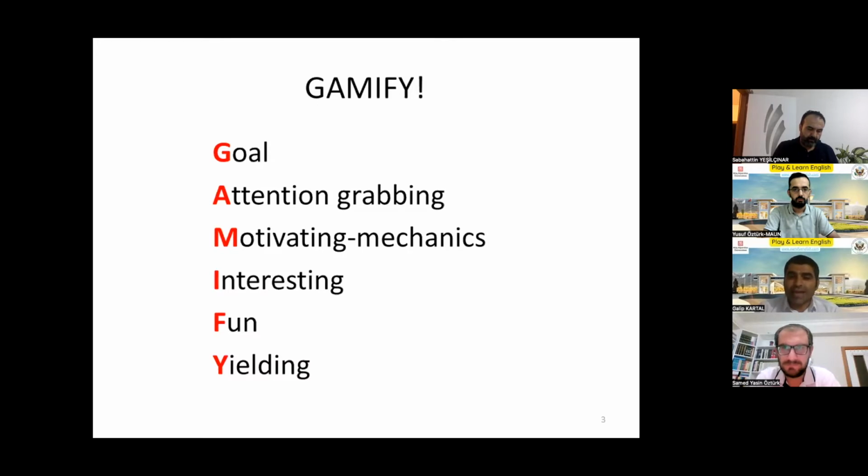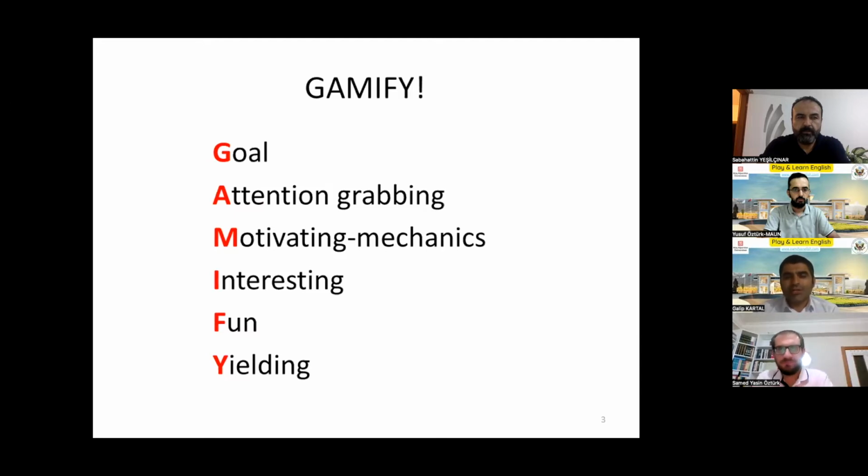And of course, A stands for attention grabbing. You are teaching a foreign language, and in our context, the first question is why? I can communicate in my first language. I'm really good at it. Why should I learn another language? So if something is attention grabbing, of course, it will be more helpful for you to do it in the classroom. And M stands for two words, motivating and mechanics.